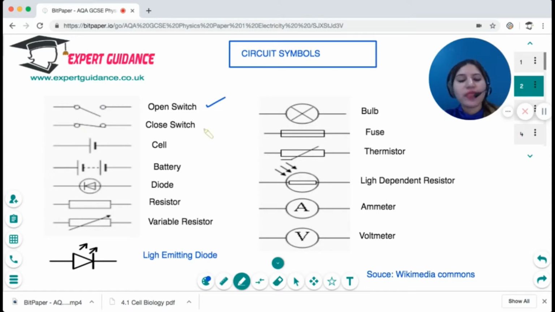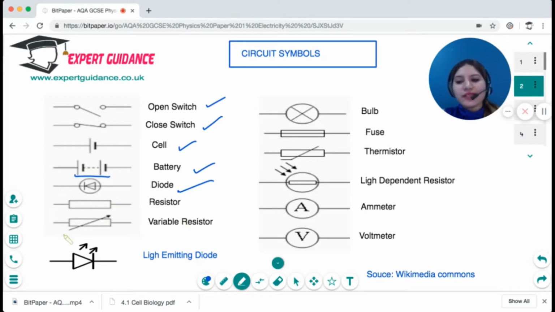When you join that, that's a closed switch. One big dash and a small dash is a cell. And when you have more than two dashes like this, that becomes a battery. A diode is a device that conducts electricity only in one direction, as it has a high resistance in the reverse direction. So you show it with a circle and a triangle and a bar on the top. Resistor is a normal block.